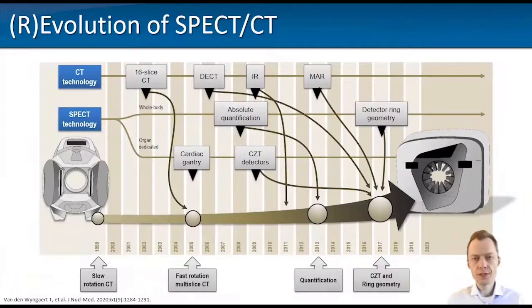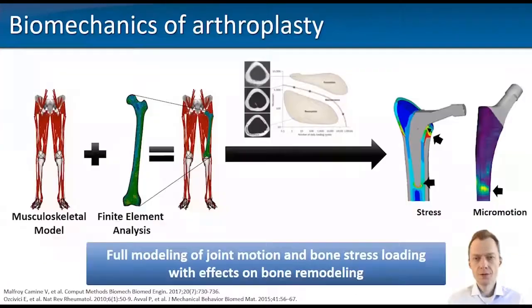And while the introduction of SPECT CT has been a revolution in nuclear medicine, the technique itself has seen tremendous evolution over the last 20 years, starting from the slow rotation, low resolution X-ray tubes added to SPECT devices, along the way moving to fast rotation multi-slice CT, adding the capability of quantification, and more recently the introduction of new detector designs and ring geometry has really seen this modality mature to a state-of-the-art hybrid imaging technique that is fully suited for musculoskeletal imaging.